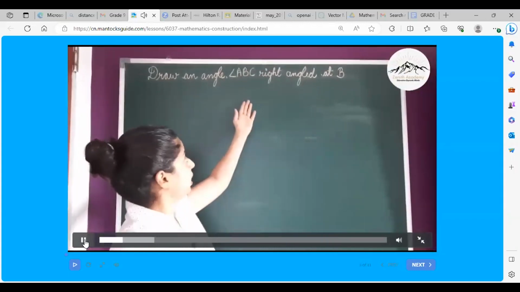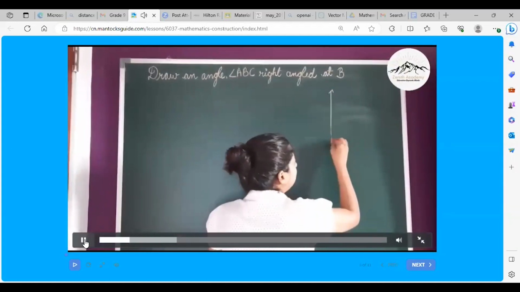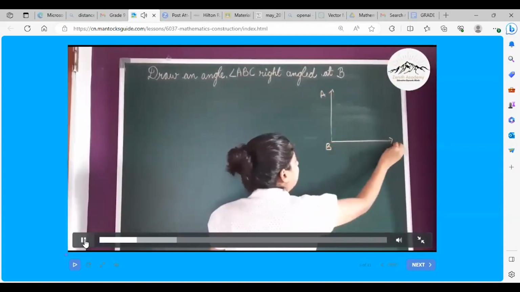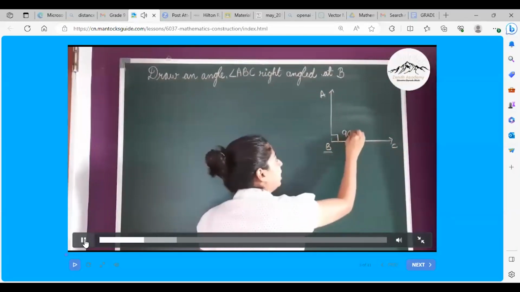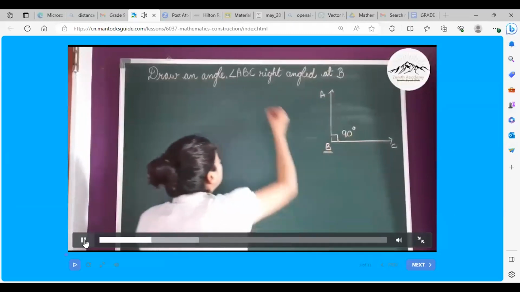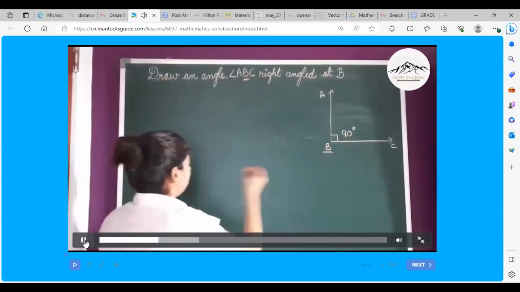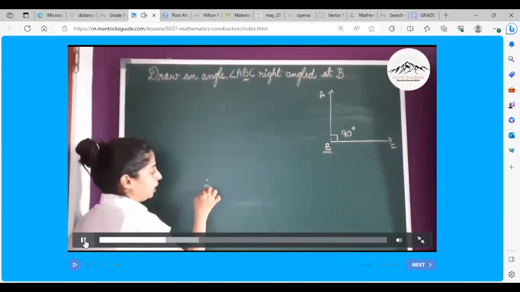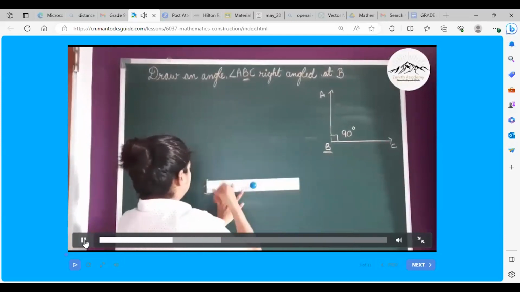In today's video lesson, we'll be learning how to draw an angle of 90 degree by using a compass. See here, if you are given a question like this, draw an angle ABC, right angled at B. Means at B it has a right angle. Right angle means 90 degree. So first you will draw such a rough sketch, making sure that B, which is in the center, is the vertex. Now in your page, take a point B, mark a point B and draw a ray BC.